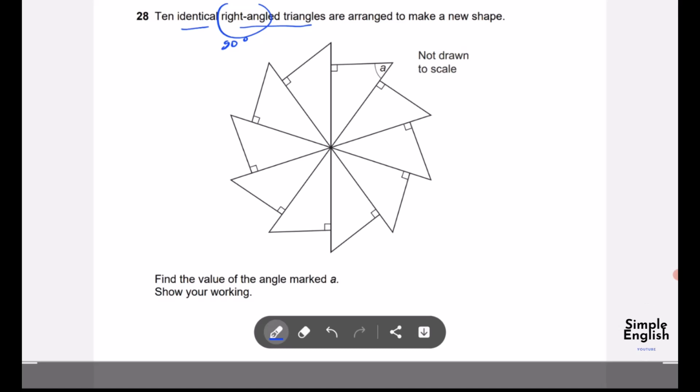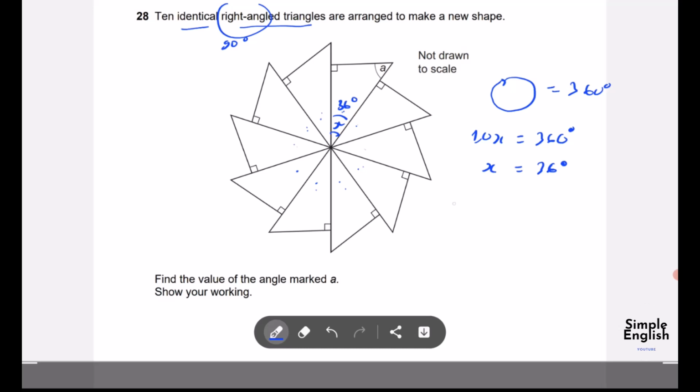So I call this angle X. Remember, a circle is equal to 360 degrees. So let's count: 1, 2, 3, 4, 5, 6, 7, 8, 9, 10. So we have 10 angles X, so 10X is equal to 360 degrees. So X is equal to 36 degrees. This one is 36 degrees.